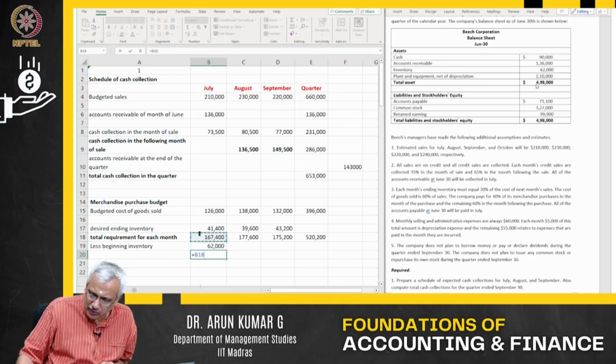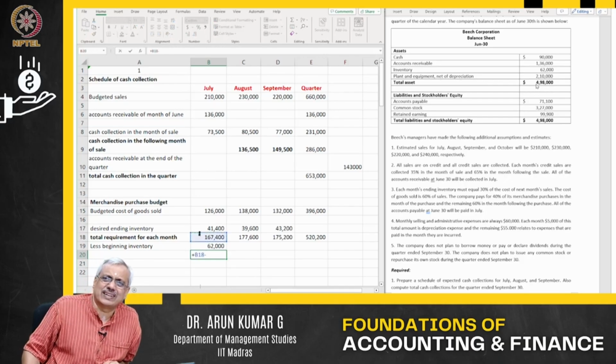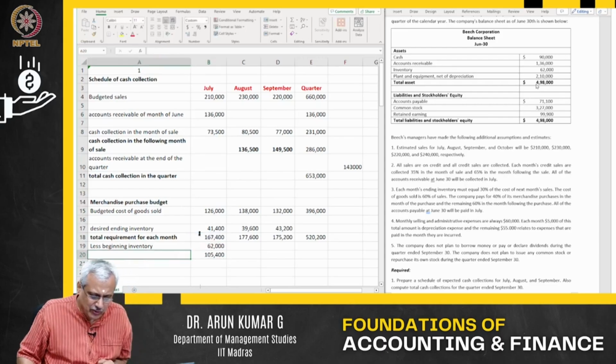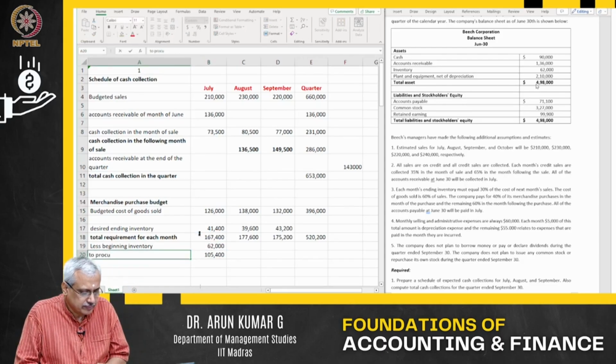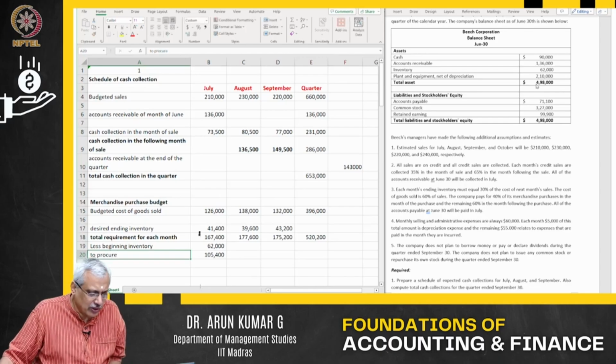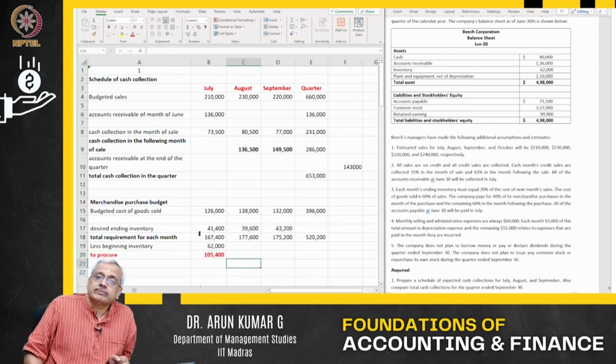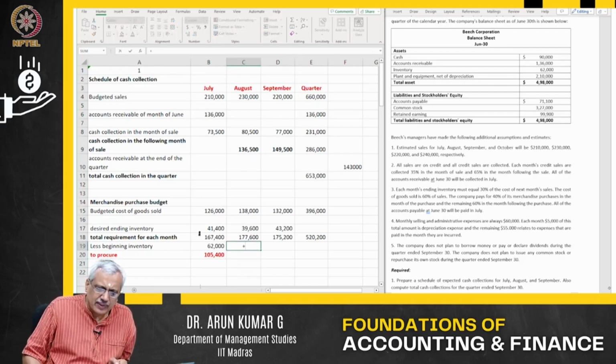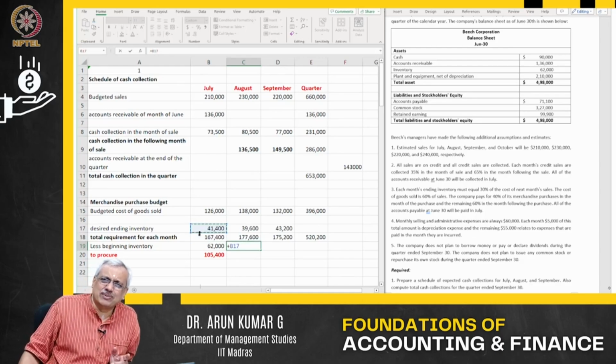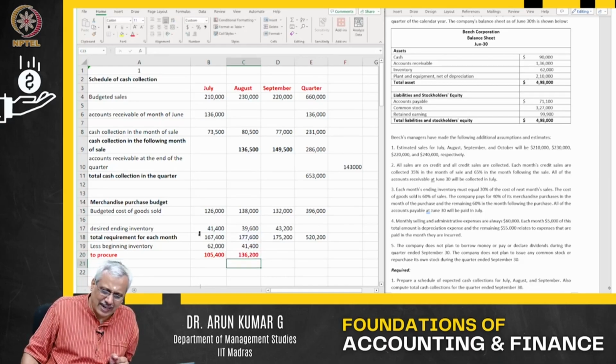So how much do I need to procure? My requirement is 1,67,400 for the month. I already have an inventory of 62,000. So I need to procure inventory only to the extent of about 1,05,400 in this case. The same thing, for the month of August, what is the beginning inventory? The ending inventory of the month of July becomes the beginning inventory for the month of August. So what is it I need to procure? Out of 1,77,000 minus this inventory that is already there, I need to procure only so much.